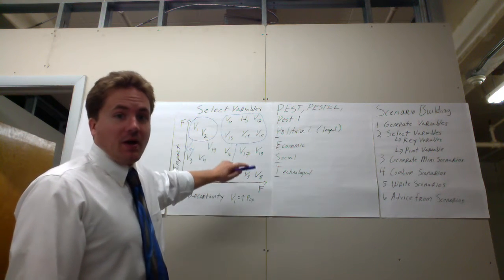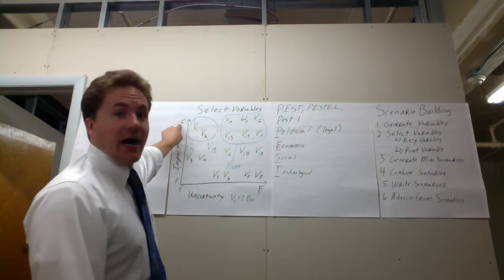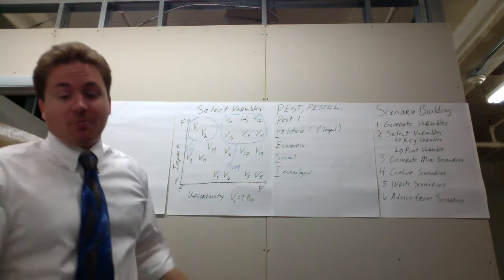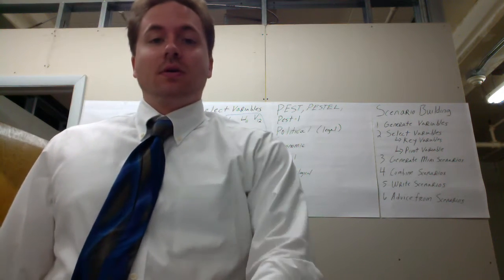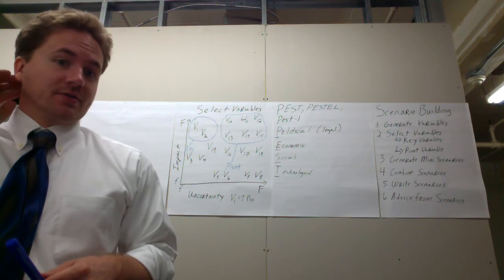Pivot variables are high uncertainty. We don't know if that's going to happen. And high impact. But if it does happen, we better pay attention. Okay? That's how you plot the variables themselves.